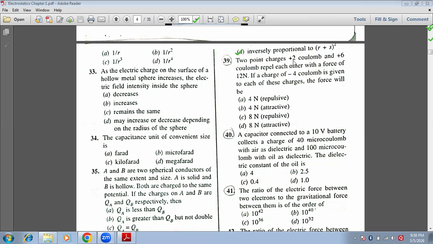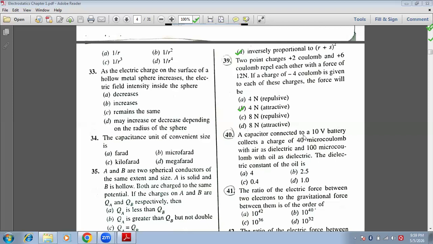2 point charges plus 2 Coulomb and plus 6 Coulomb repel each other with a force of 12 Newton. If a charge of minus 4 Coulomb is given to each of these charges, the force will be option A, 4 Newton repulsive, option B, 4 Newton attractive, option C, 8 Newton repulsive, option D, 8 Newton attractive. Correct answer, option B, 4 Newton attractive.